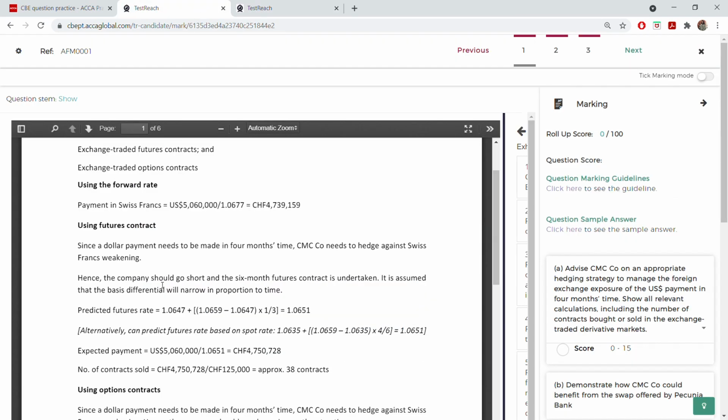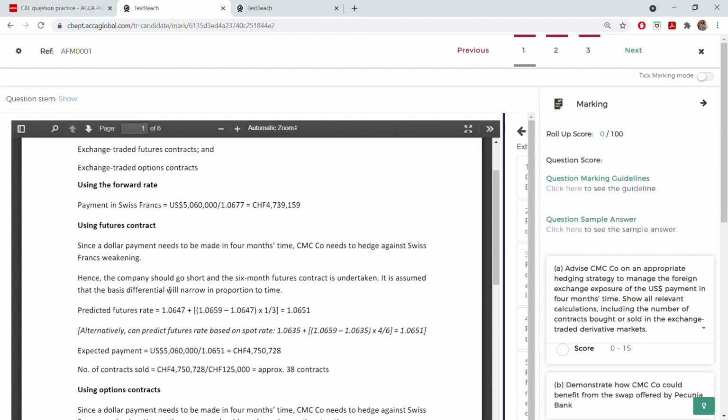Okay, so that's why, at the beginning, after you write future, under that you have to write whether you're going to buy future or sell future. So it's a dollar payment, right? Dollar payment in 4 months time, so they will need to hedge against Swiss franc weakening. Why Swiss franc weakening? Because it's a dollar payment. So if the dollar strengthens in value, that means the payment will increase. So they have to hedge against it. Dollar strengthening or Swiss franc weakening, okay, it's the same thing. That's why the company should go short. Make sure that you write this line first, and then you say that the company should go short.